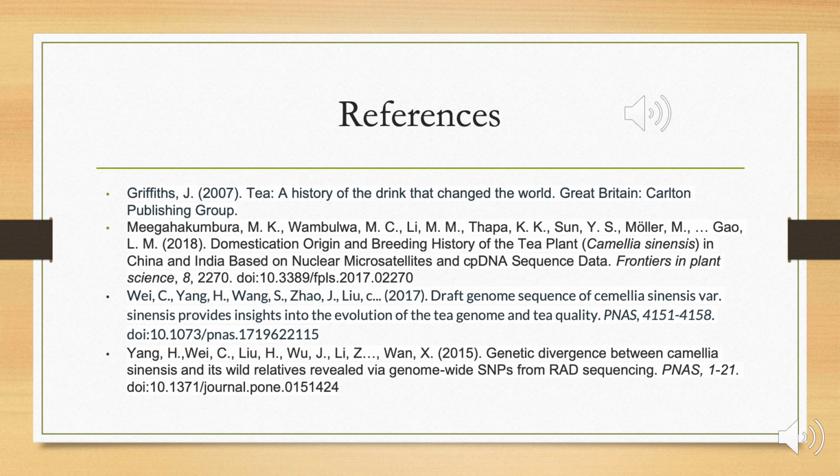That about wraps up all the information we have for you today. In this PowerPoint, you should have learned a little bit about Camellia sinensis, its origin story, how it has been transferred to different parts of the globe, a little bit about its wild types and how it has changed since the wild types, and here you'll see all the references that we used to make this.